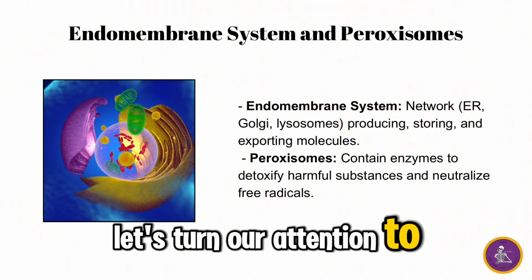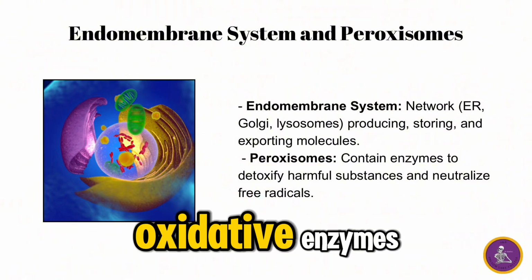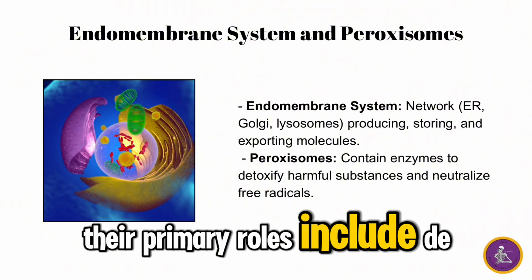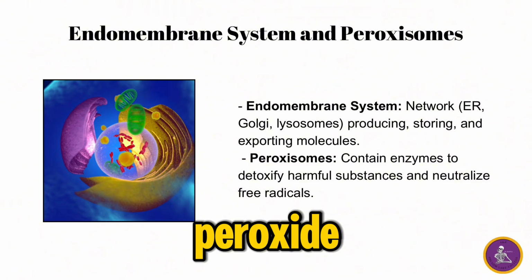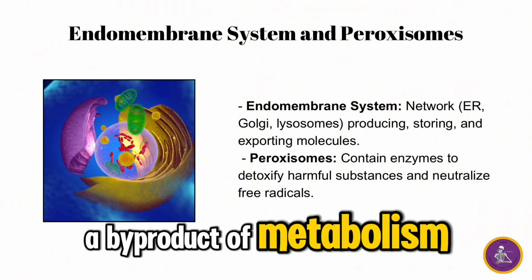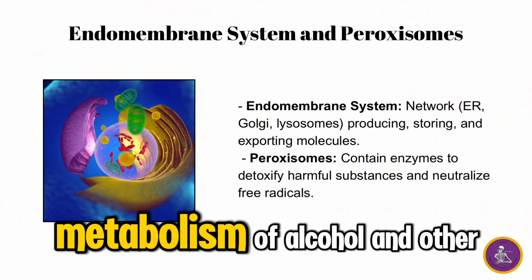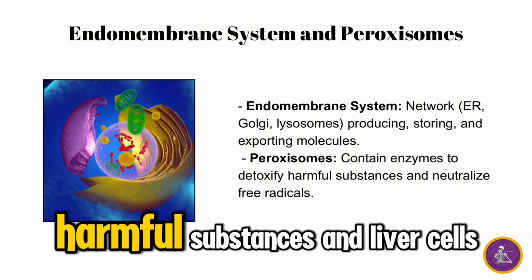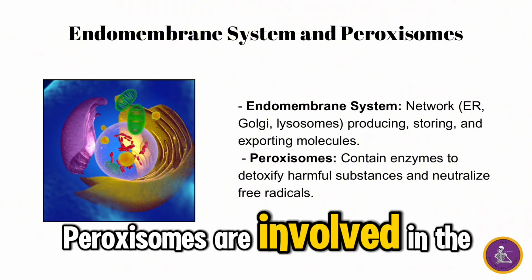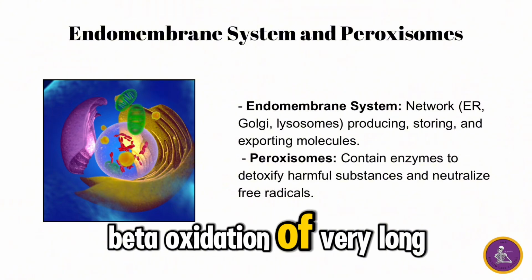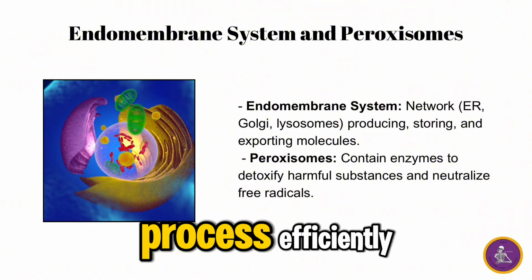Let's turn our attention to peroxisomes, which are small membrane-bound organelles that contain oxidative enzymes. Their primary roles include detoxification, so the breakdown of hydrogen peroxide, a byproduct of metabolism, using the enzyme catalase to prevent oxidative damage, metabolism of alcohol and other harmful substances in liver cells, and fatty acid oxidation. Peroxisomes are involved in the beta oxidation of very long-chain fatty acids, which mitochondria cannot process efficiently.